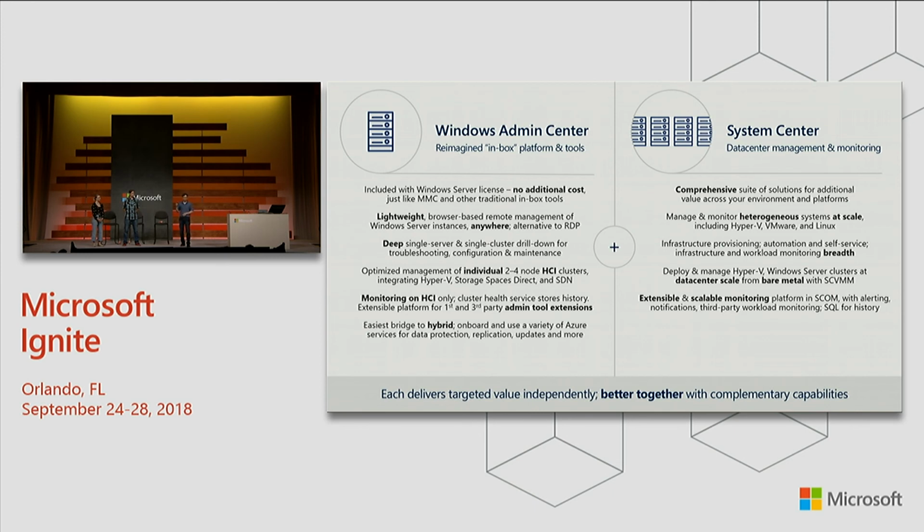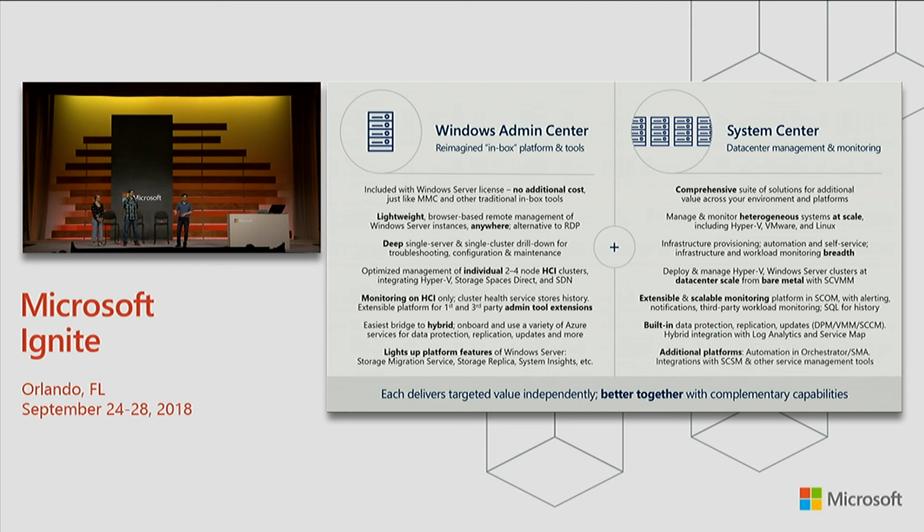For Windows Admin Center, we want it to be, and we have gone down the path of making it, the easiest bridge to hybrid. We want to help users onboard and use a variety of Azure services for things like data protection, replication, updates, and more. If you look at System Center, they have some of these things built in through Data Protection Manager, VMM for replication, and Config Manager for updates. They do have some hybrid integration as well. Windows Admin Center lights up platform features, like you've seen with Windows Server 2019, Hyperconverged, as well as Storage Migration Service, Storage Replica, and System Insights. And System Center gives you additional platforms, like automation with Orchestrator, and integrations with Service Manager and other service management tools.